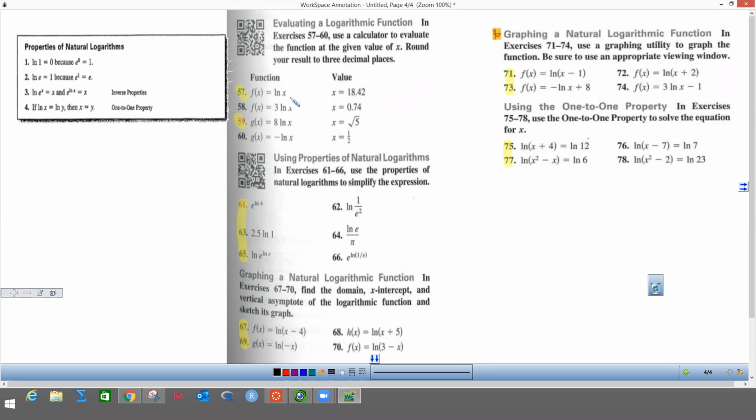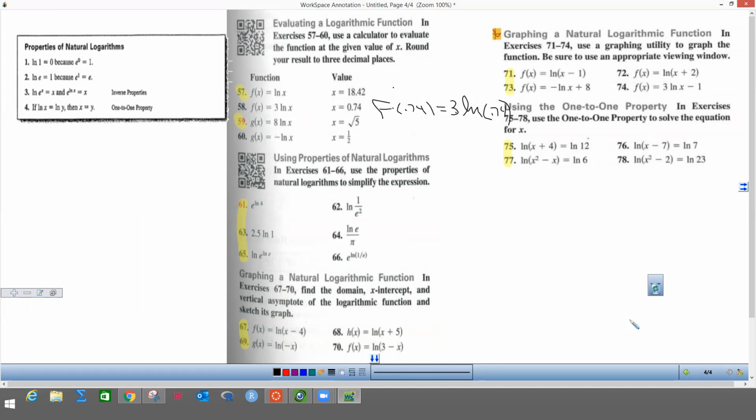And this first problem is doing a natural log of x. That's your homework problem. We're going to come down here and do 58. We're going to do f of 0.74 because we're sticking 0.74 in for that x. And that's going to equal 3 times the natural log of 0.74.